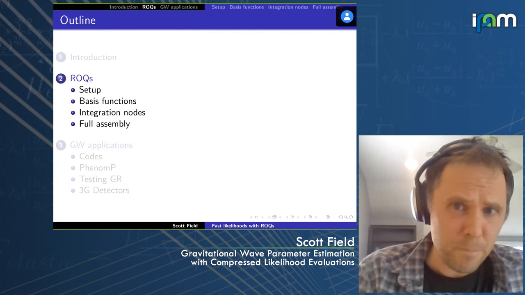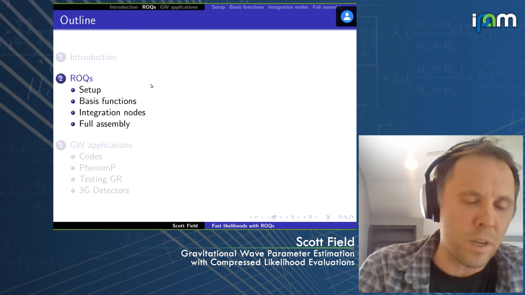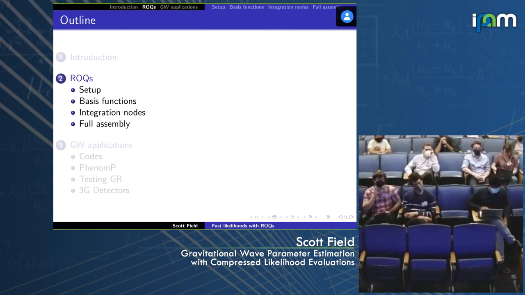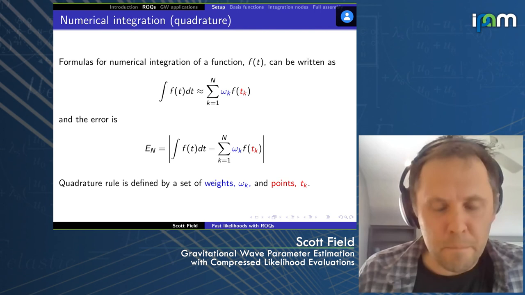Okay, so most of the next 20 minutes or so, we'll be talking about what reduced order quadratures are. Just to say, how are they built? What's their framework? And what can we say about the error that we make when we go about computing a likelihood with reduced order quadratures? So the first thing to point out is, what are quadratures and what makes a quadrature rule good versus bad?